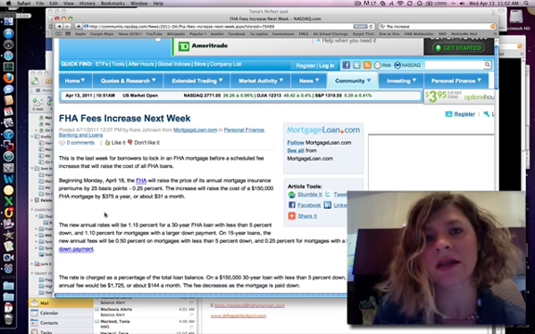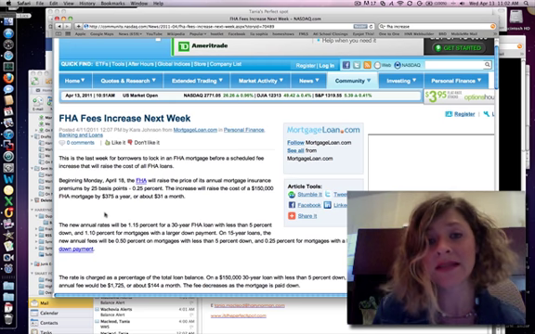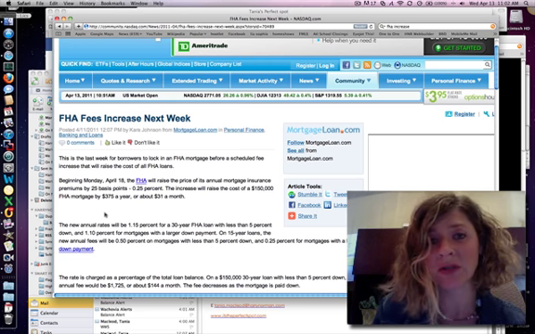That only turns out to $31 a month, but it's still, depending on what your loan is, it could be a significant amount. So I just don't want you to miss the opportunity. If you're in the middle of an FHA loan, please go ahead and lock it in, get your case number assigned.